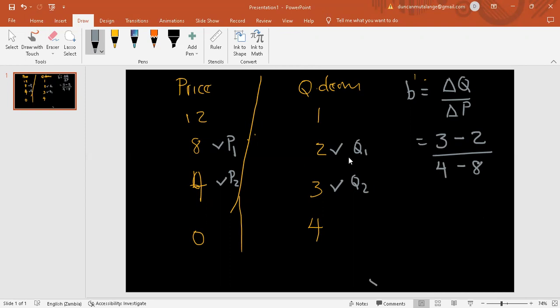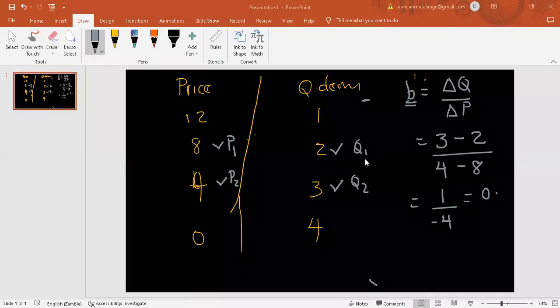8. And since you know that demand has a negative relationship, the slope, you should find it to be negative, because of the inverse relationship between price and demand. So this is 1 divided by negative 4, and this should give us 0.25. So we have found our B.